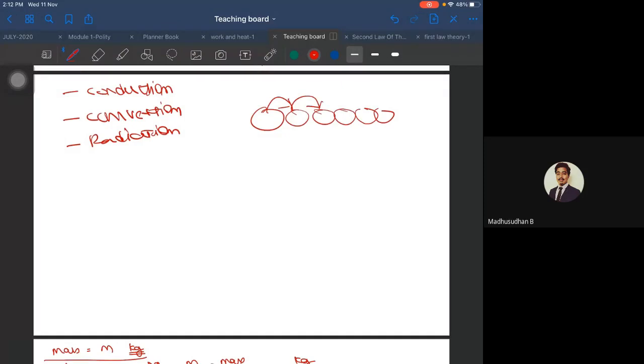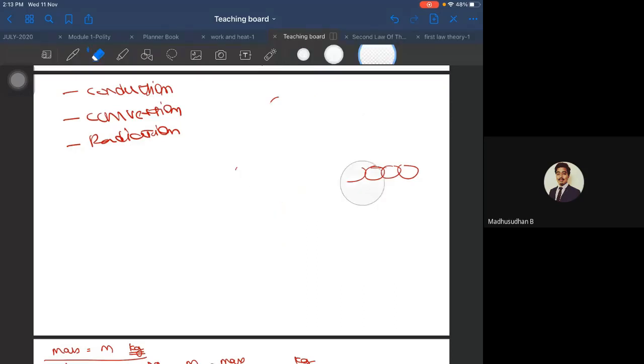Suppose there is a break in this molecular chain like this, there is a gap in between the molecular chain, then the heat will be restricted here itself. It never gets transferred. And such a process is known as a conduction process. Coming to the convection, what is the difference between conduction and convection?